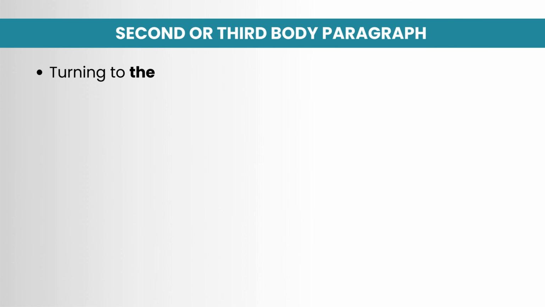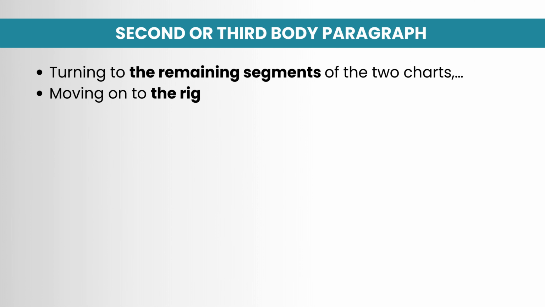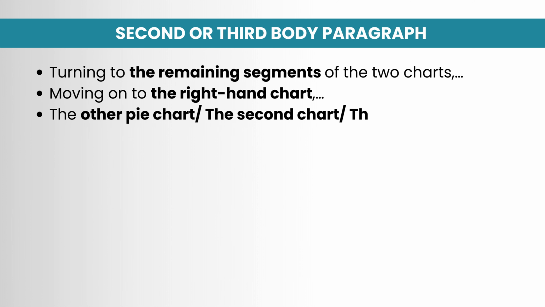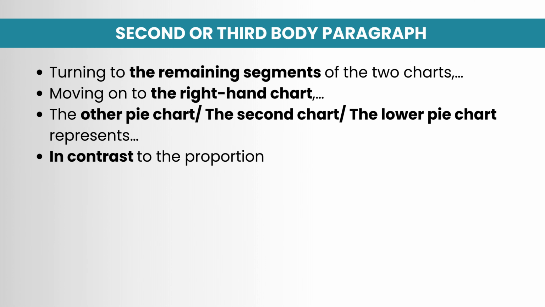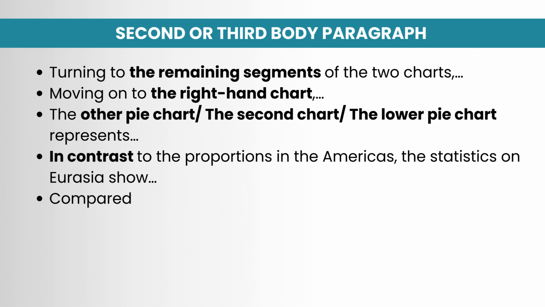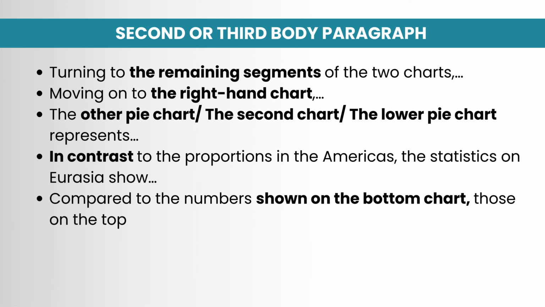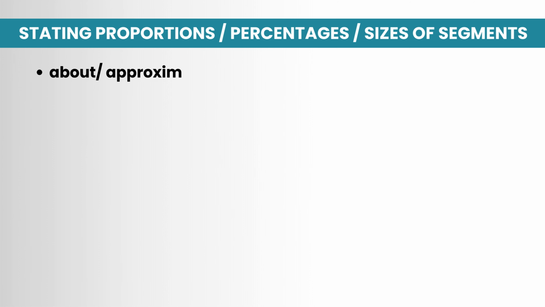Second or third body paragraph. Turning to the remaining segments of the 2 charts. Moving on to the right-hand chart. The other pie chart, the second chart, the lower pie chart represents. In contrast to the proportions in the Americas, the statistics on Eurasia show. Compared to the numbers shown on the bottom chart, those on the top one. As for the other figures, stating proportions, percentages, sizes of segments.